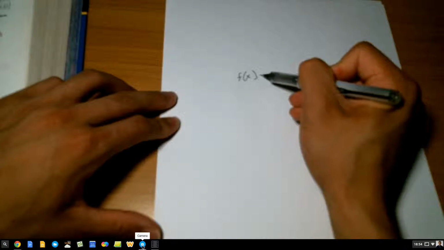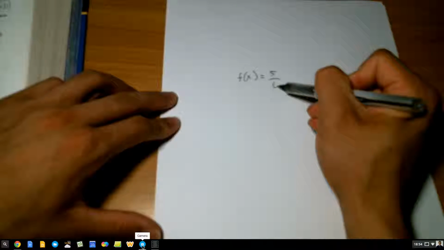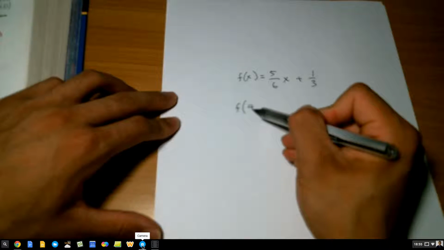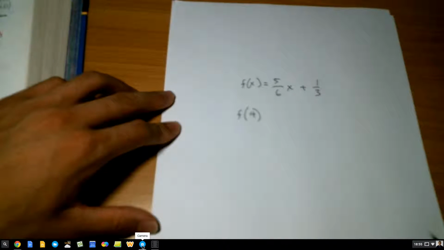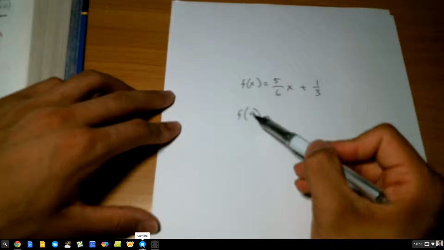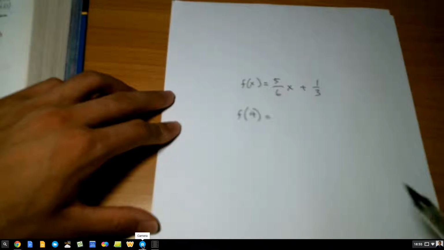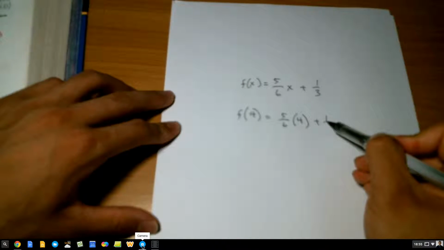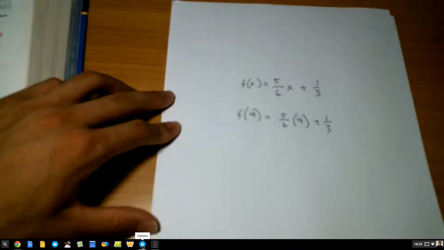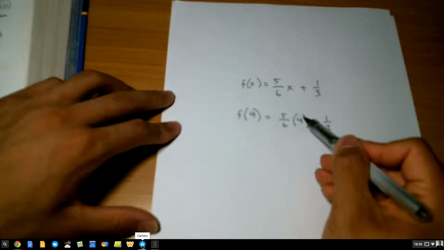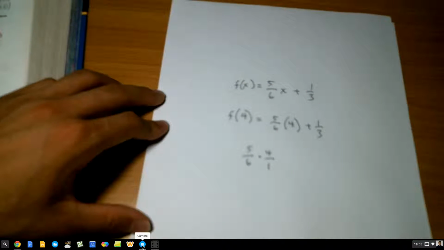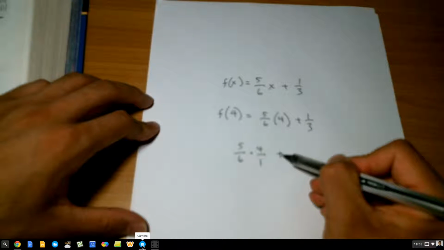And now one more. Same thing, f of x is equal to 5/6 x plus 1/3. And now we want to find f of 4. So what is f of 4? We plug 4 in for x. So this becomes 5/6 times 4 plus 1/3. Okay, so 5/6 times 4 over 1 plus 1/3.